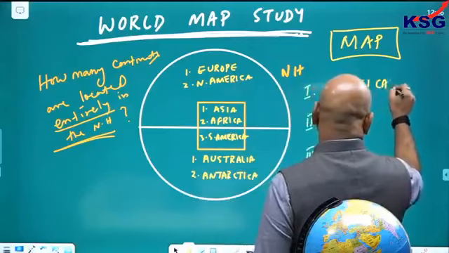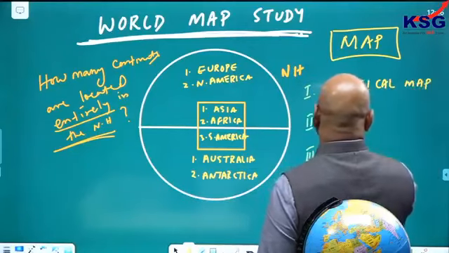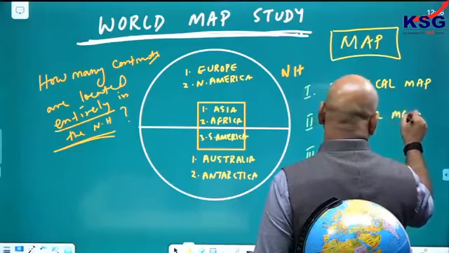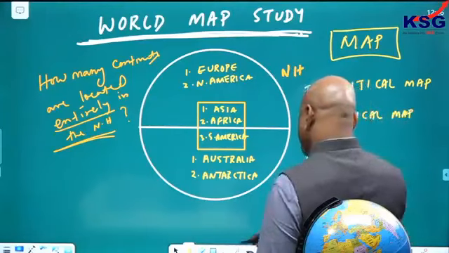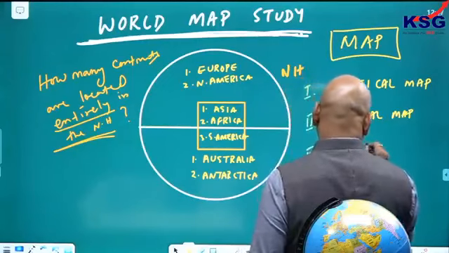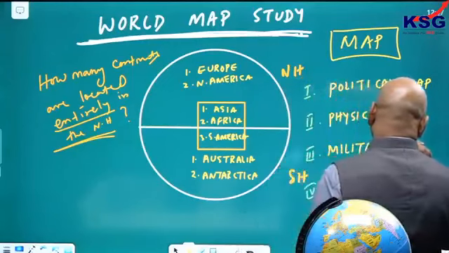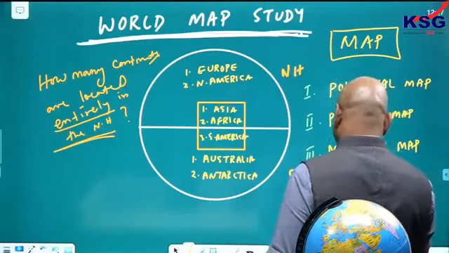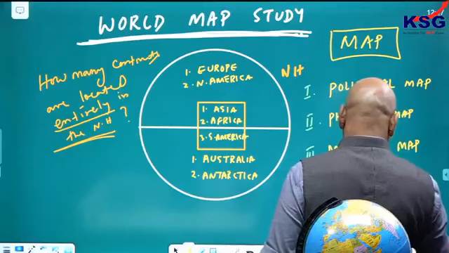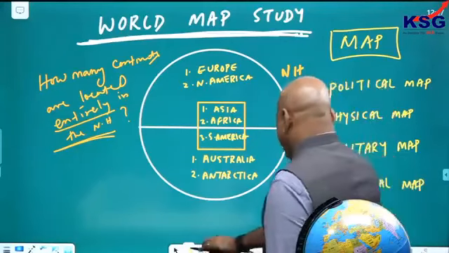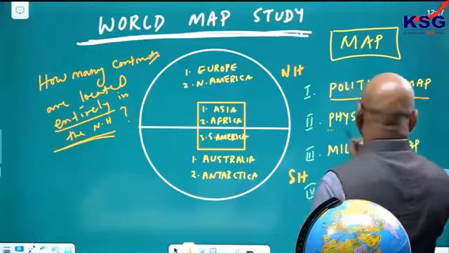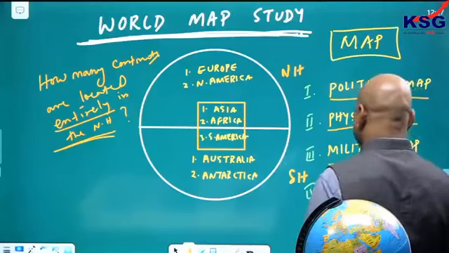Political map, it can be physical map, it can be military map, or it can be a cadastral map. I said maps are of 4 types: political map, physical map, military map, cadastral map.